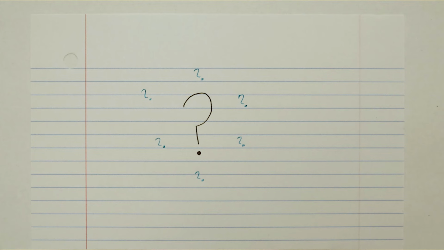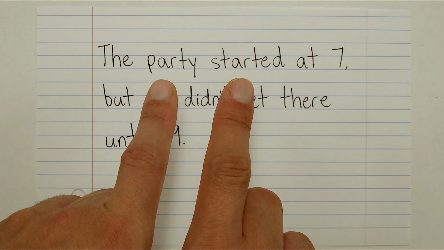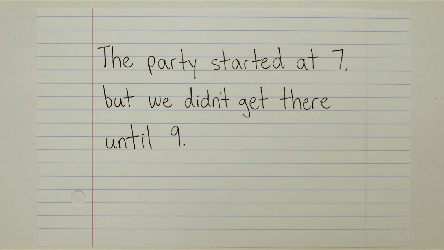So let's try some. You tell me if these are simple, compound, or complex sentences. The party started at 7, but we didn't get there until 9. Take a second. Compound, exactly. Multiple subject predicate units that can each function as their own sentences. The party started at 7, we didn't get there until 9. Both independent clauses, both complete sentences joined by a conjunction.